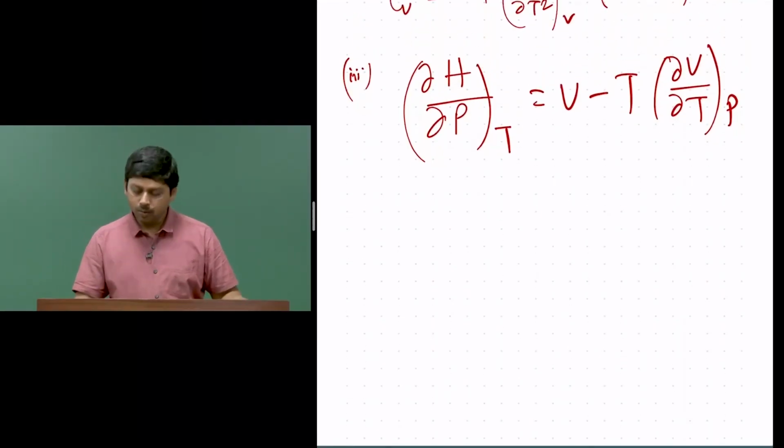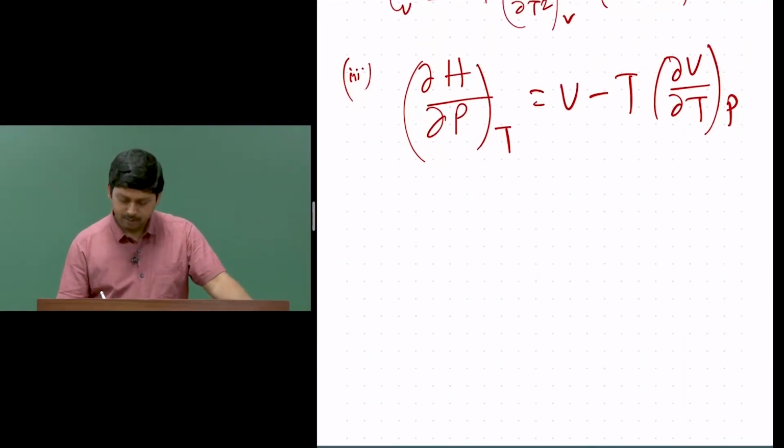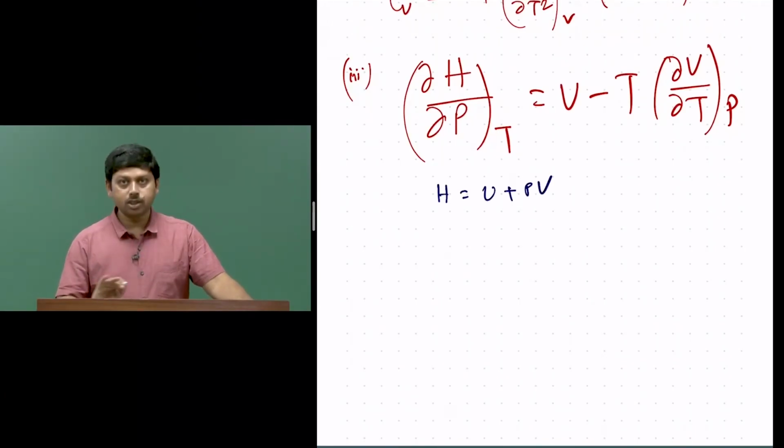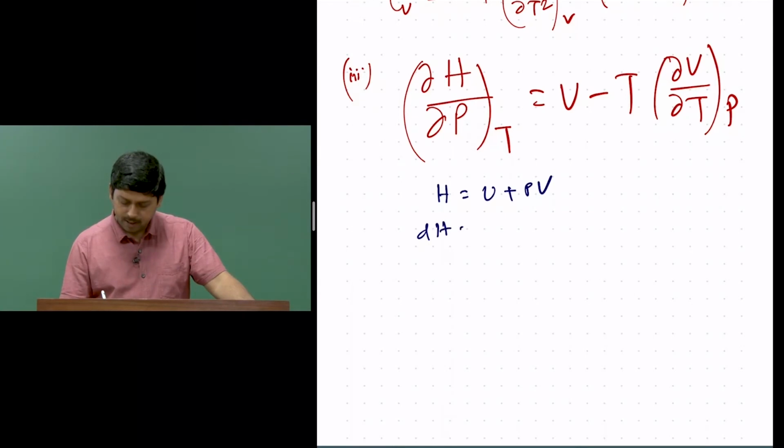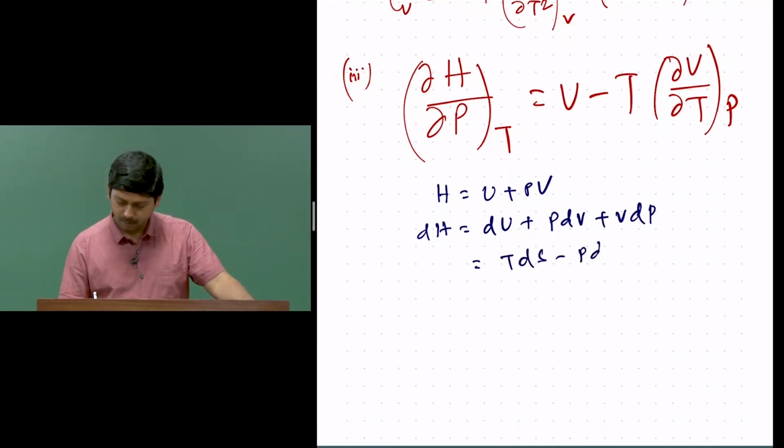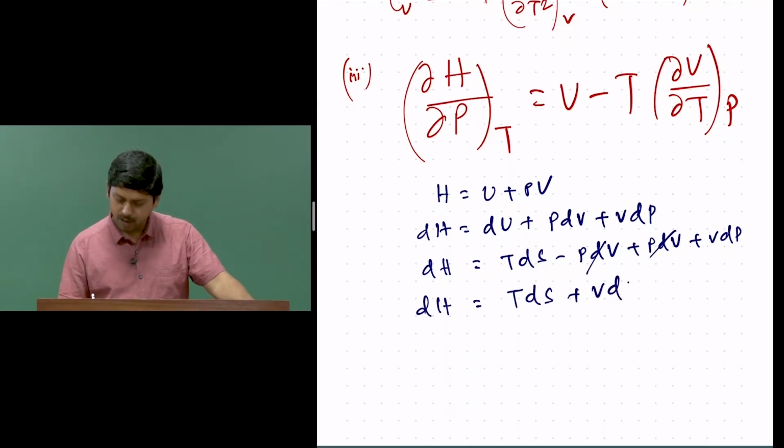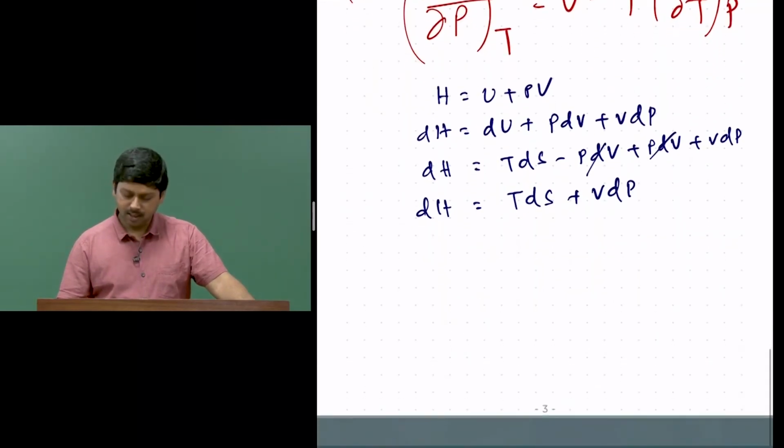Okay. Here also we can write first the formula of H. You know H equal to U plus P V. If you just start from the beginning, then d H is d U plus P d V plus V d P, and you know d U is T d S minus P d V, so d H is d U plus P d V plus V d P. So, d H is nothing but T d S plus V d P. So, you see we are just using the definition and nothing else.